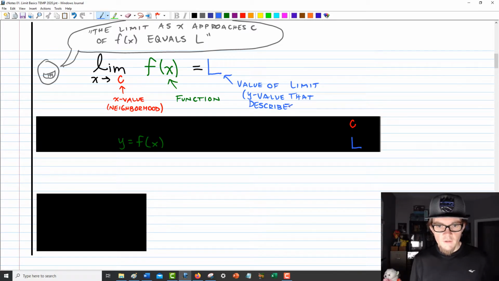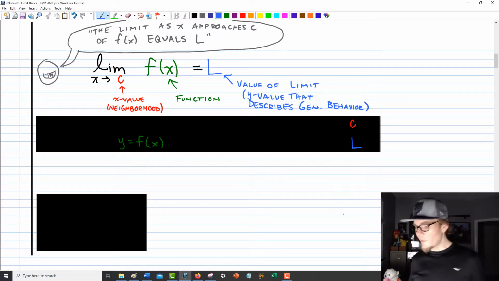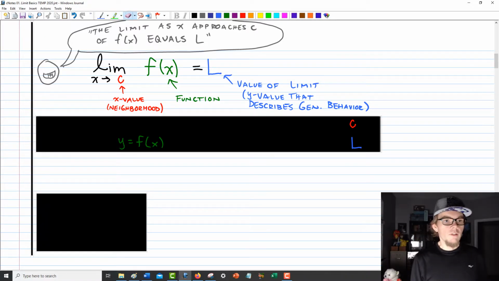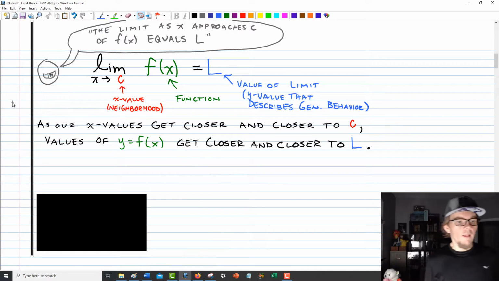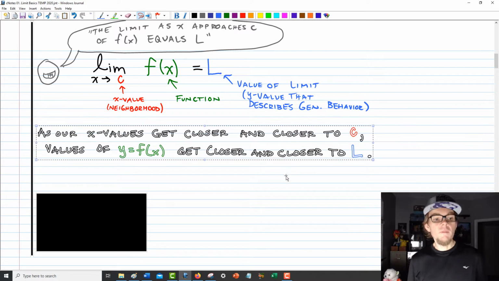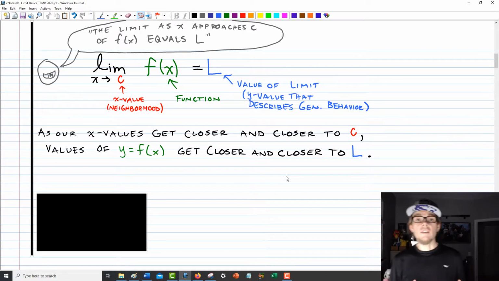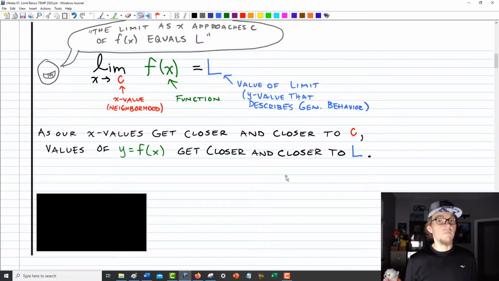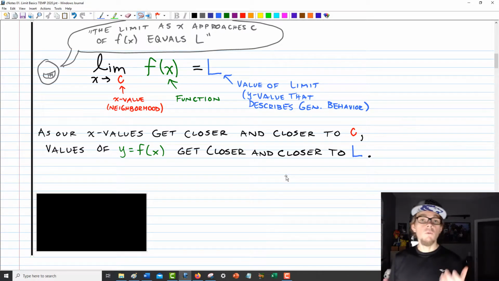Y value that describes general behavior. So in other words, we're trying to seek a description for that general behavior, and oftentimes it will indeed be a limit. A good way to think of this process is that what we're trying to say when we're analyzing and discussing limits is something to this effect: as our x values get closer and closer to the value c, values of y equals f of x get closer and closer to L.